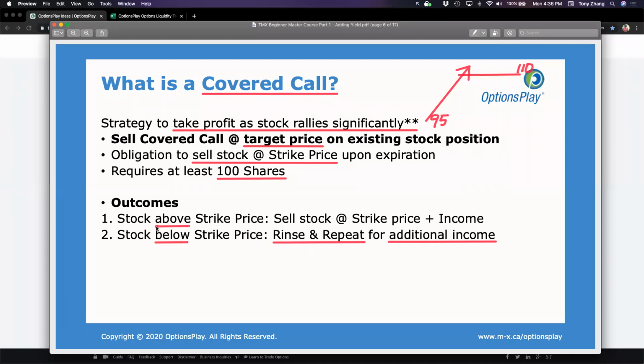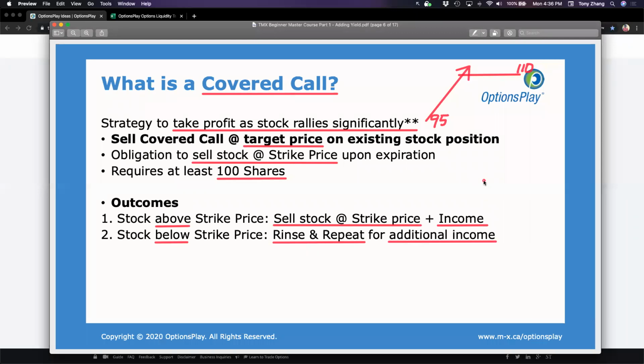And once that stock makes it above that strike price, what you've done is sold your stock at the strike price, which is the price that you wanted to get out of your stock at, plus the income that you received. So you're not only going to be able to take profit, but you're going to be able to generate an income stream waiting for your stocks to rally up to the point that you are comfortable taking profit on. So that's, in my opinion, the best way to think about a covered call.